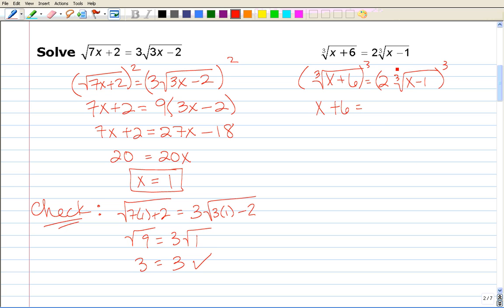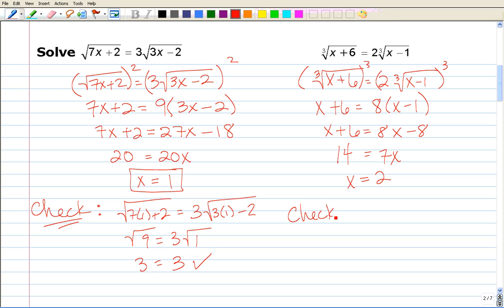Over here, distribute that cubed. So I have 2 cubed, which is 8, and the cube root of x minus 1 cubed is x minus 1. Make sure to leave that in parentheses so you can remember to distribute the 8. So we have x plus 6 equals 8x minus 8. Now solve. Subtract x from both sides and we get a 7x. And add 8 to both sides and we get 14. Divide both sides by 7, you get x equals 2.